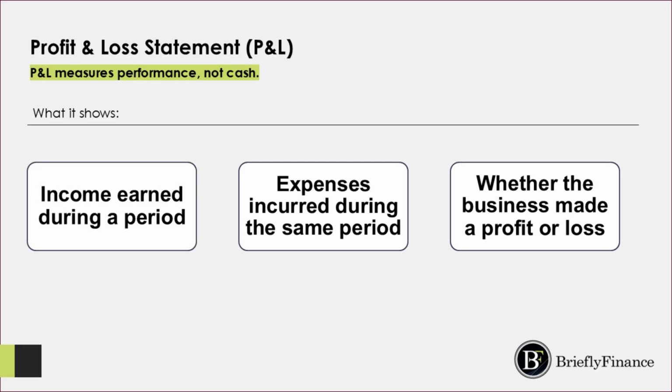The profit and loss statement, or sometimes called the income statement, shows how the business performed over a period of time. It compares income earned with expenses incurred and tells us whether the business made a profit or a loss. This report shows the business performance in terms of product or service provided during the period and not just cash.